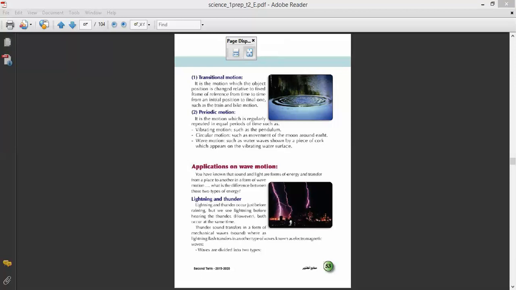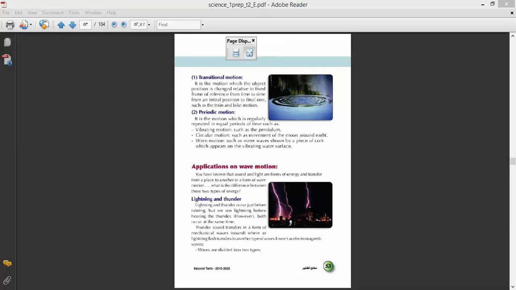The other type of wave motion is electromagnetic wave. When we say electromagnetic wave, it has electric field and magnetic field. We don't concern about this now, but you should know that electromagnetic wave is the second type of wave.